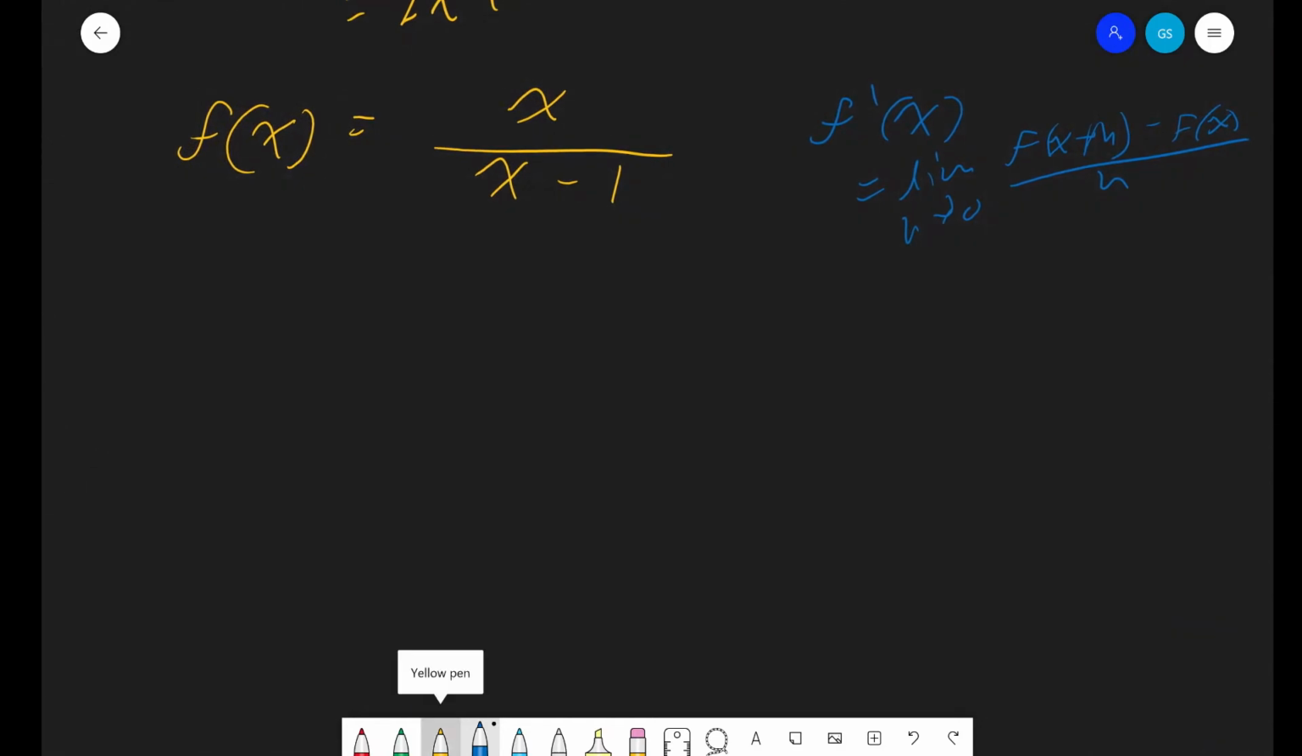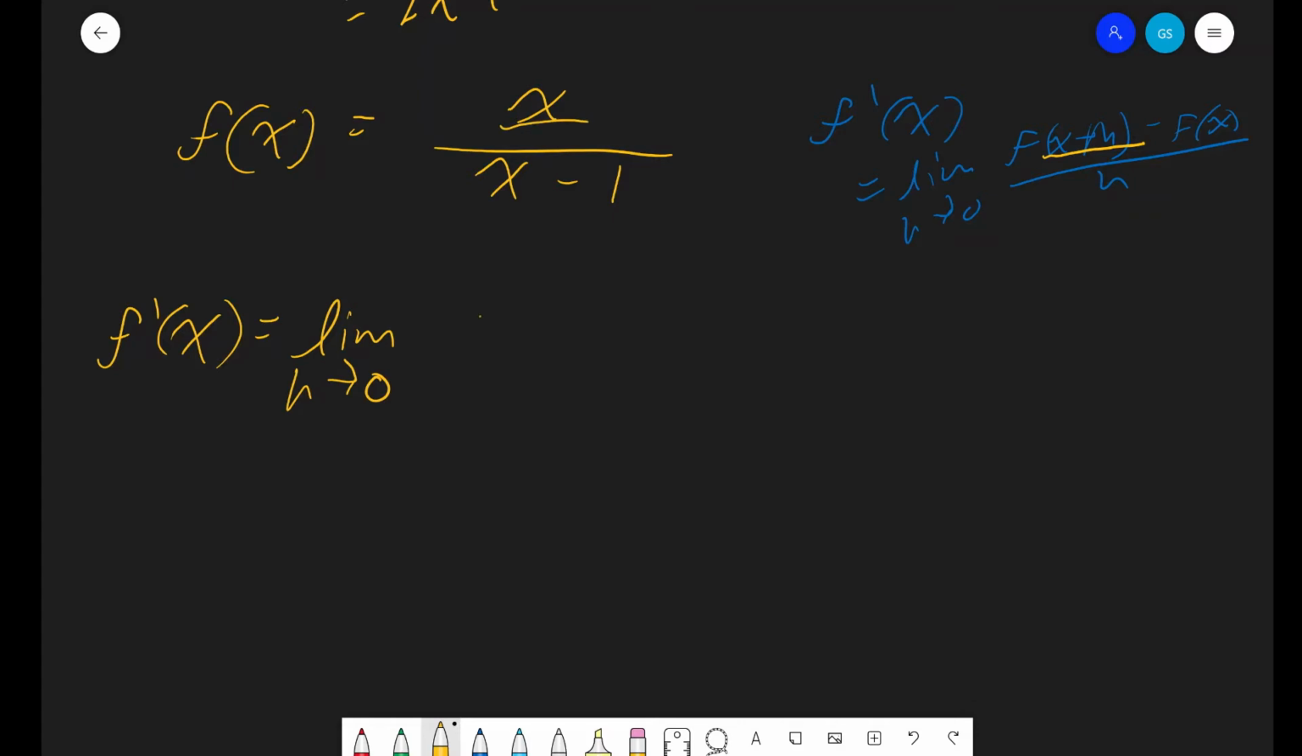We're going to apply that here now. So f prime of x equals the limit of h approaching 0. Now, for every x value, we're going to plug in x plus h. Here it gets a little tricky. So I'm going to plug in first into this top and then this bottom. So that's x plus h over x plus h minus 1. Minus, because there's a minus here, f of x. So now we just write f of x, x over x minus 1.